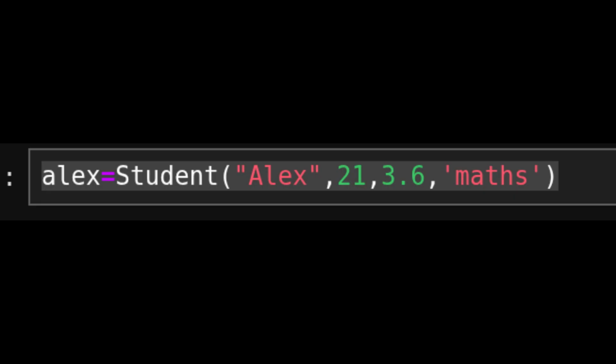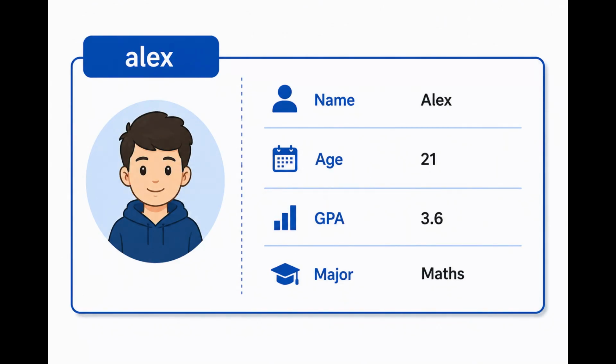When this statement executes, Python creates a new Student object and calls the constructor automatically. The constructor receives these four values and stores them inside the object. So we can imagine that Python creates something like this: Alex. Name equals Alex, age equals 21, GPA equals 3.6, major equals Maths.